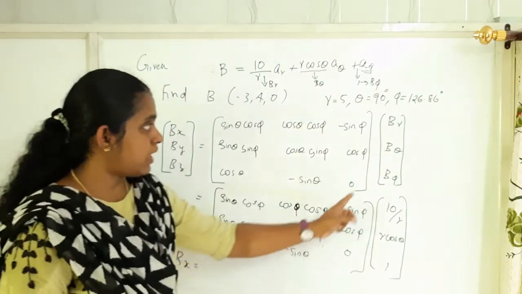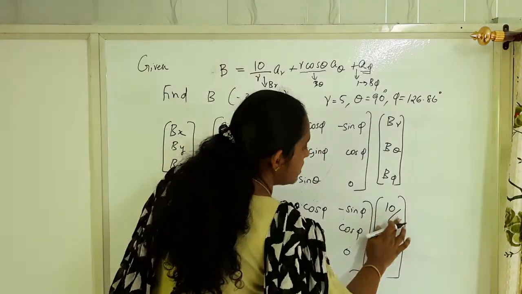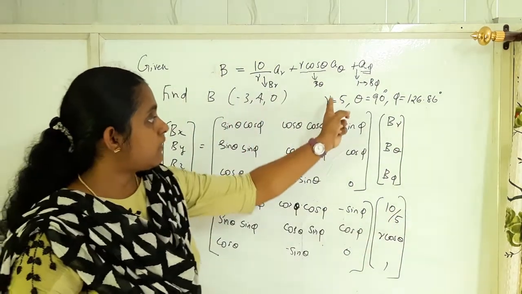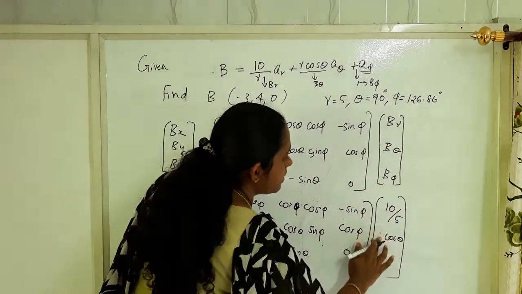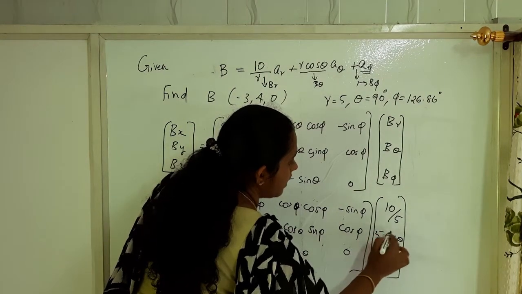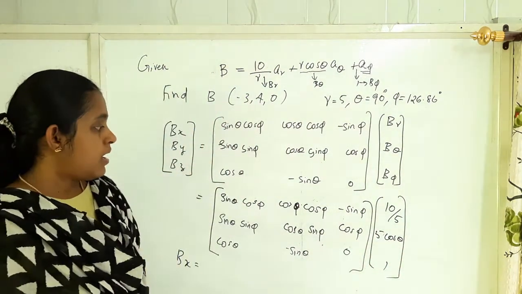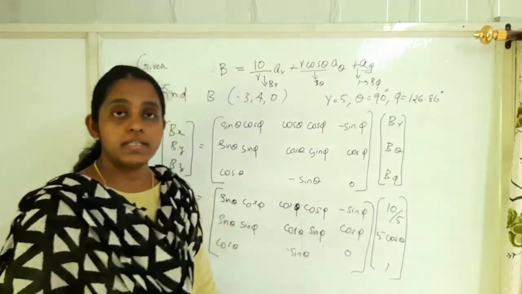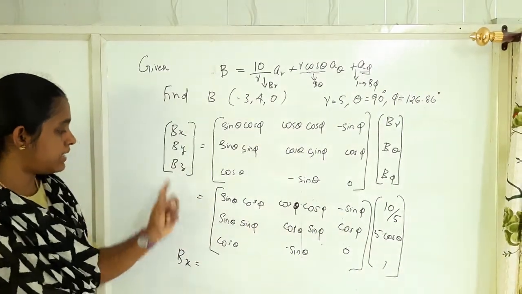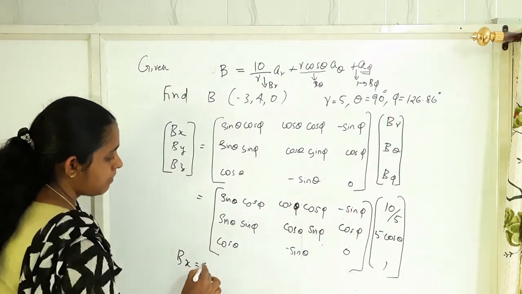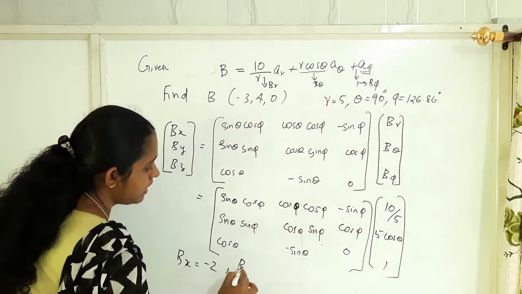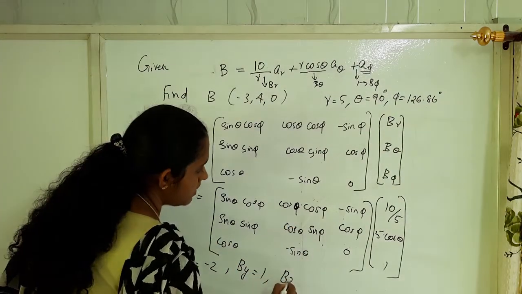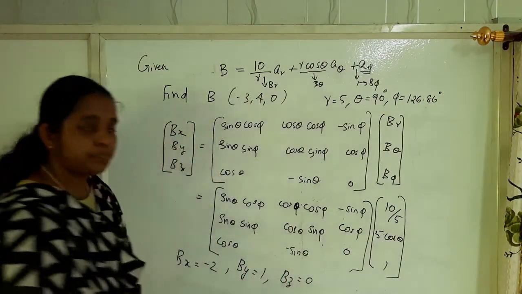Here we substitute R equal to 5, so 10 by 5 is 2. And here R cos theta becomes 5 cos theta. We substitute all the values of theta and phi and multiply the matrix. So you will get the final answer: Bx equal to minus 2, By equal to 1 and Bz equal to 0.